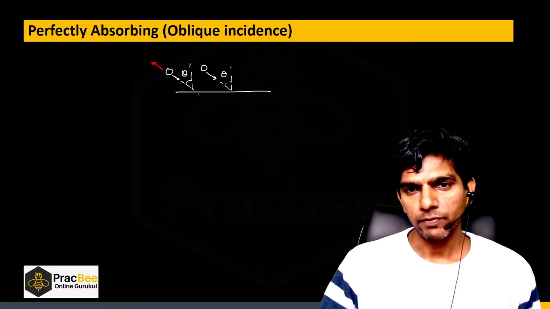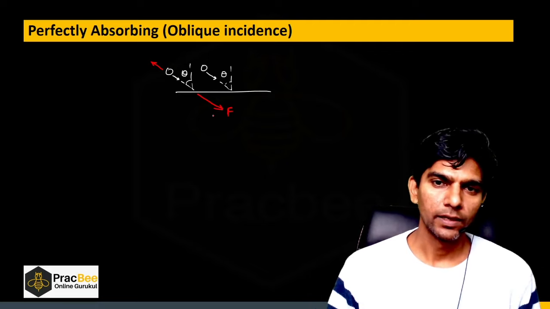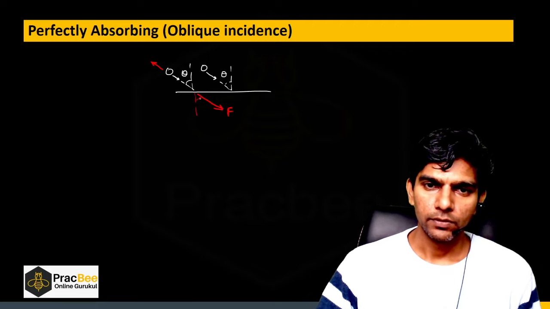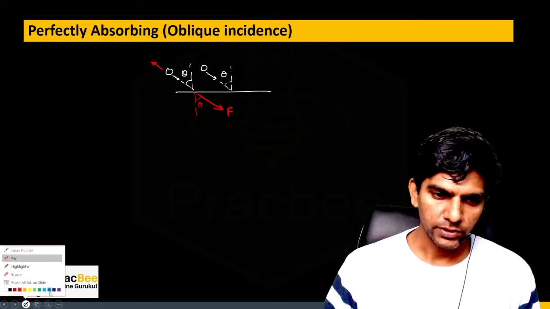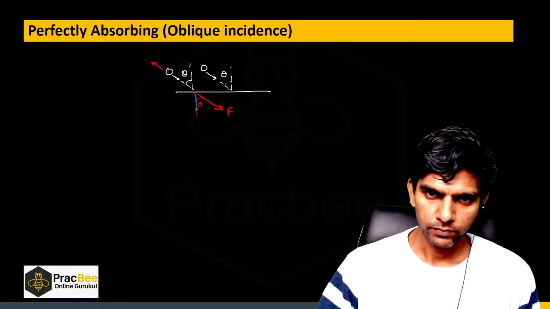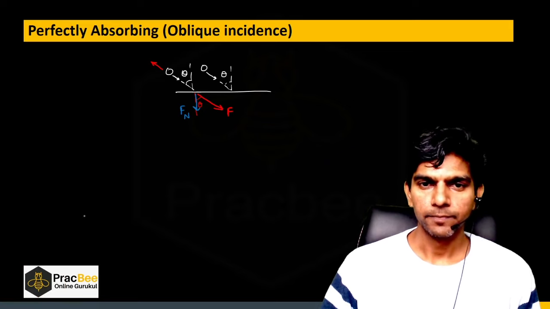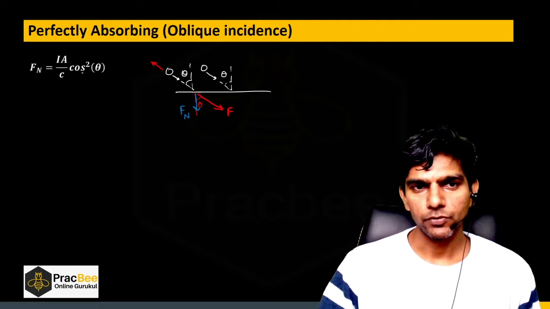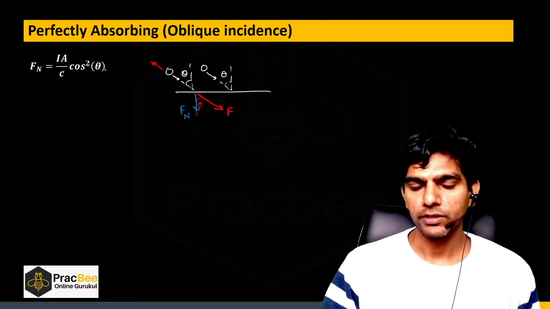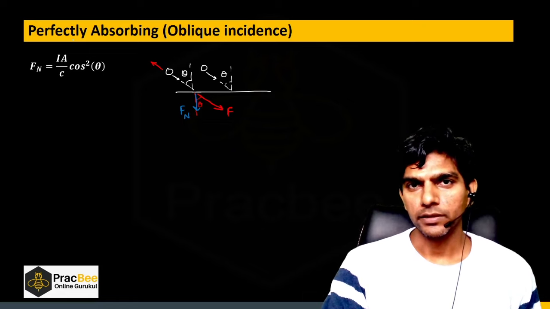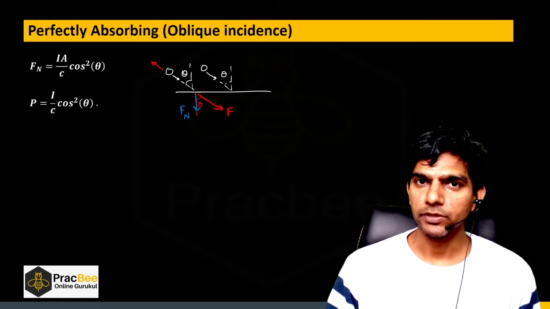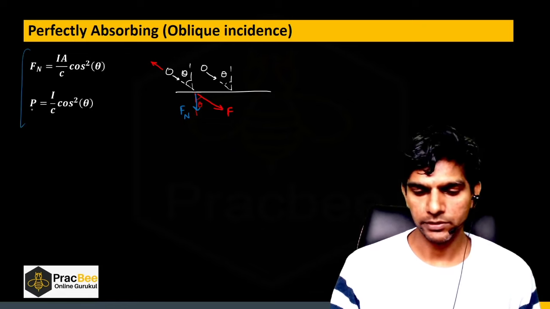So we can say it will exert force in this direction on the surface. So that is the force exerted by the photon on the surface. So the normal component of this force, Fn, right? Now this Fn will be given by this formula: IA by C cos square theta. And if you want to find the radiation pressure, it will be I by C cos square theta. So do remember these two formulas as well.